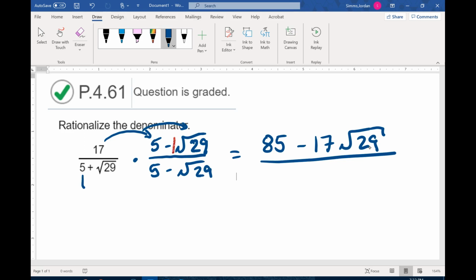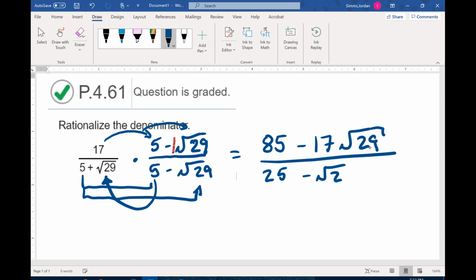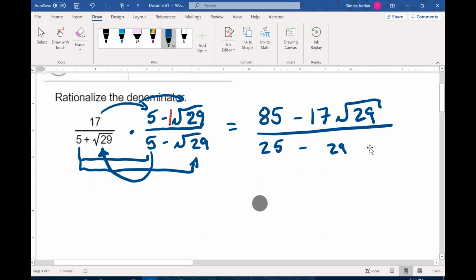Downstairs, we're going to have to FOIL this. So our first terms are going to be 5 times 5, which is 25. Our outside term, 5 times negative root 29, and positive 5 times root 29 are going to cancel. So our middle terms are going to cancel anyway, and we're just left with negative root 29 squared, right? So really what that means is because we're squaring a root, it all kind of cancels anyway, so we could really just think of this as 25 minus 29. Our next step now, we can combine those numbers. That's going to give us a negative 4 down here.